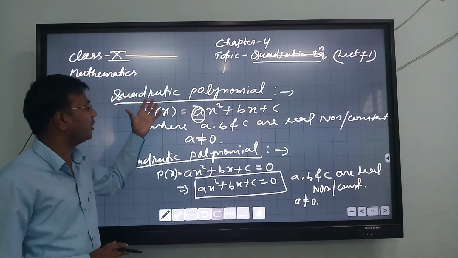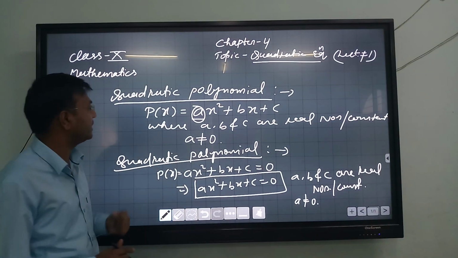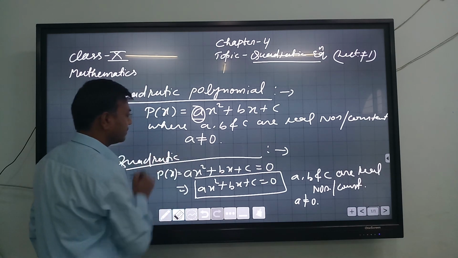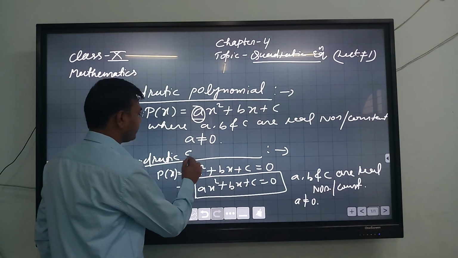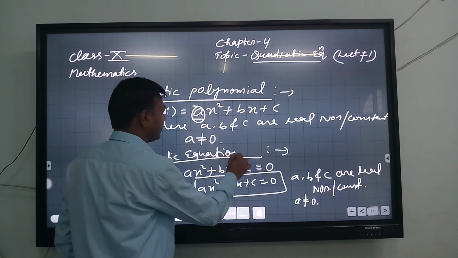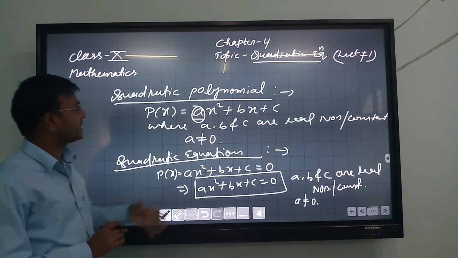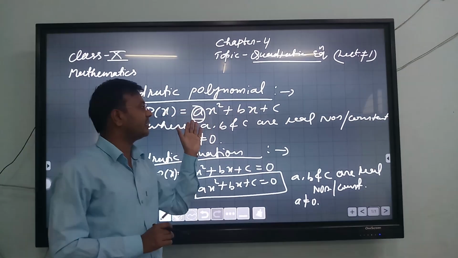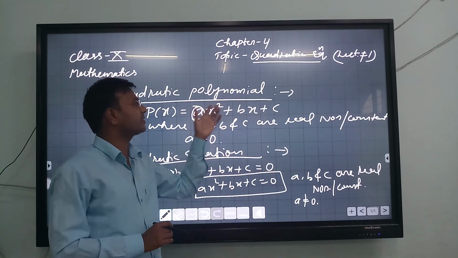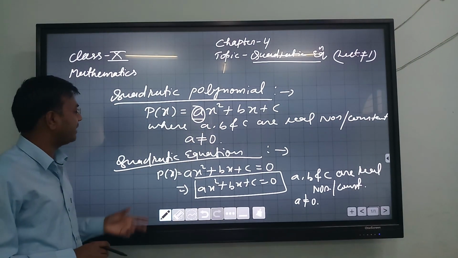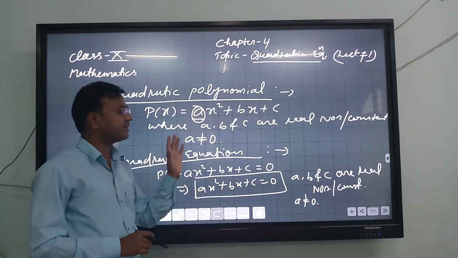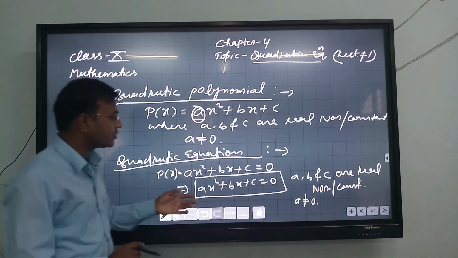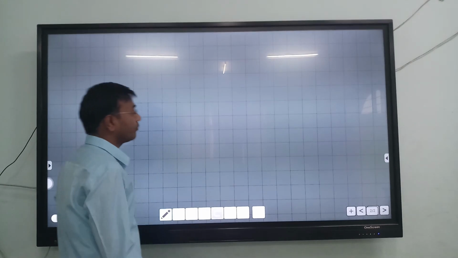So the difference between quadratic polynomial and quadratic equation is this: a quadratic polynomial is just a polynomial, an expression of algebraic constants and variables like a, b, c, whereas a quadratic equation gives the result, that is, the whole quadratic polynomial equals 0. Okay, so let's see some examples of quadratic equation.